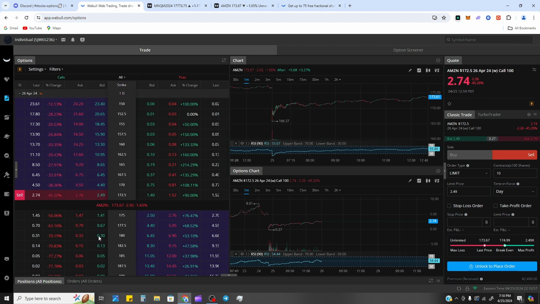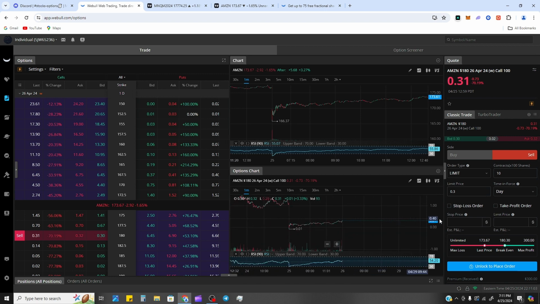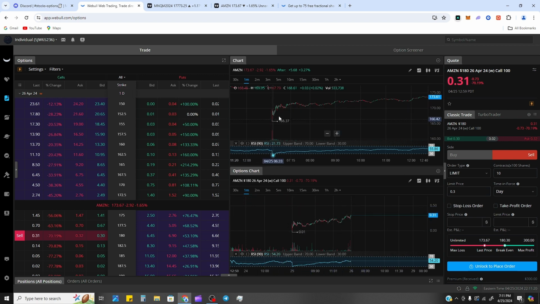So let's say we had a really tiny account, right? A small account, and we did go with the 180 call. We still would have made a really nice gain. Okay, it bottomed out at a penny, and it ran all the way to 31 cents. Okay, that is a 3,100% gain in just one day. Okay, just buying the dip and letting it rip. That is our only strategy here, guys. We are buying the dip and letting it rip.